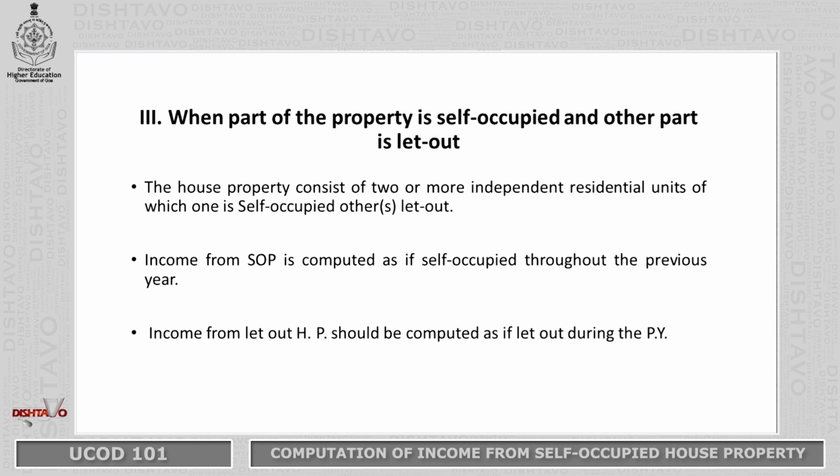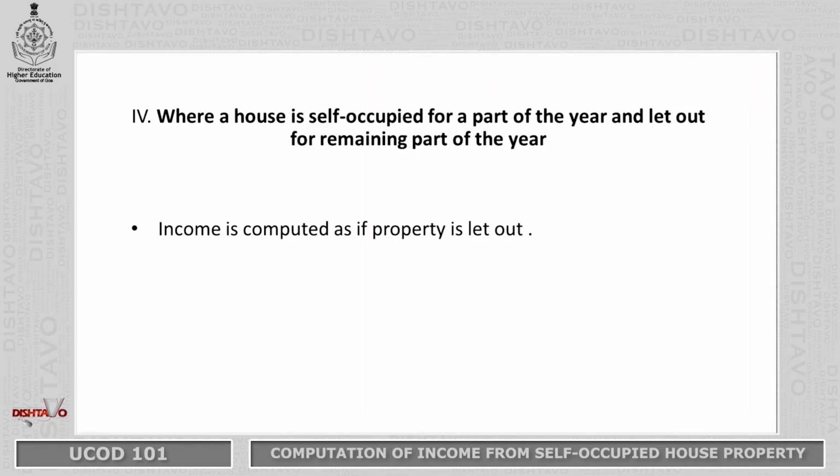Third situation is when part of the property is self-occupied and part is let out. As I told you, suppose you have 2 independent units. In that case, suppose you are staying in one unit and the other unit is let out. The unit where you stay will be considered as self-occupied, and the unit which you have let out will be considered as let out. And the last situation is you have one house, for part of the year you are staying there and for part of the year you have let it out. In this case, the income will be computed as if that house property is let out, and we have already discussed how to compute income from let out house property.